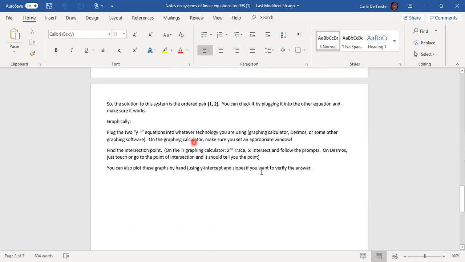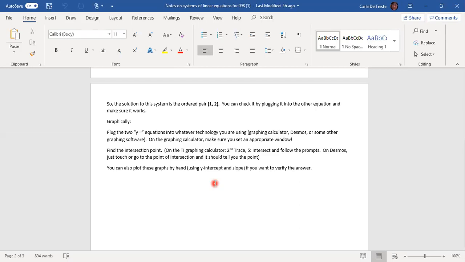Now let's see how we're going to do this graphically. So the way you're going to do this graphically is you plug the two y equals equations into whatever technology you happen to be using. If you have access to a graphing calculator, great. Maybe you're able to get the emulator. If you don't have access to a graphing calculator, we're going to be looking at Desmos in this video.